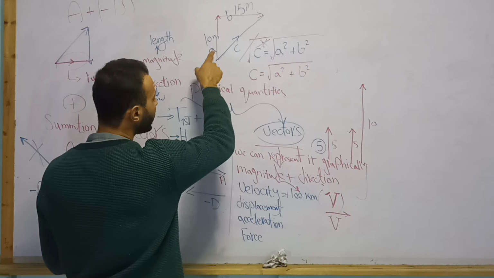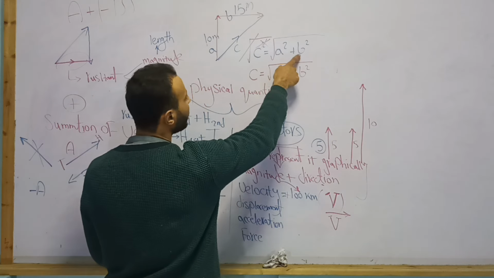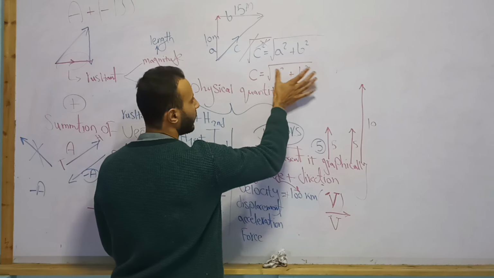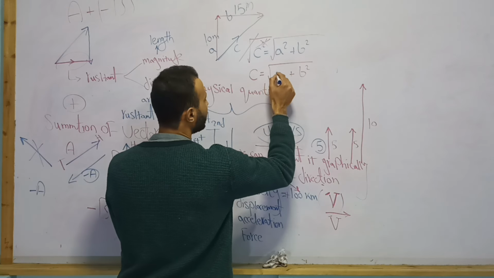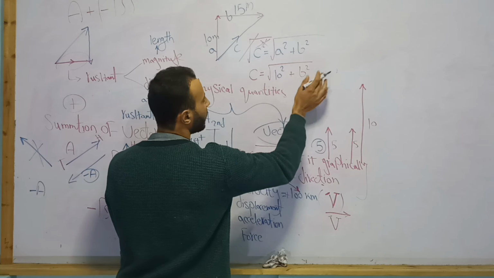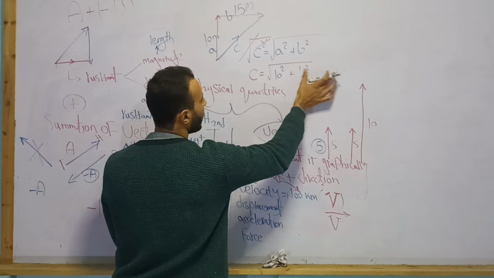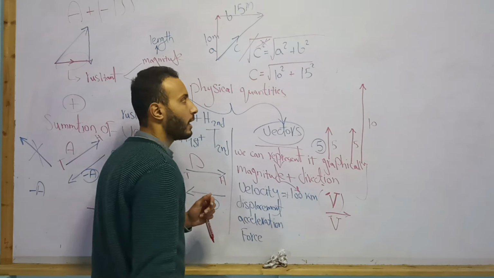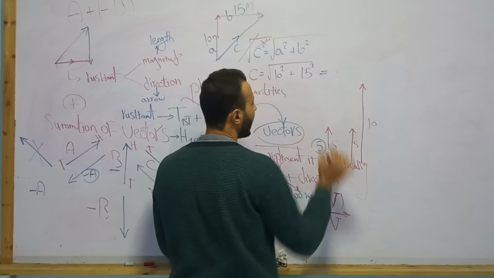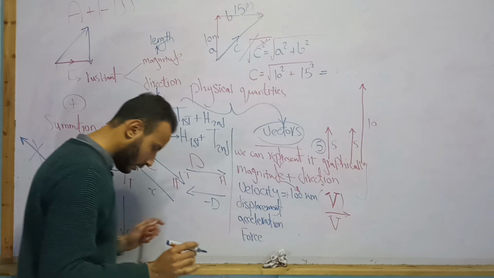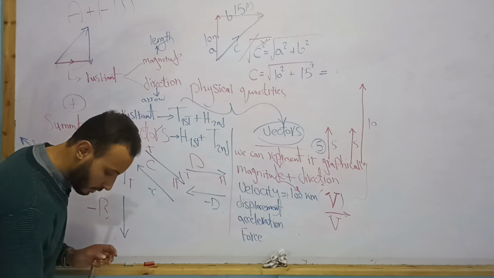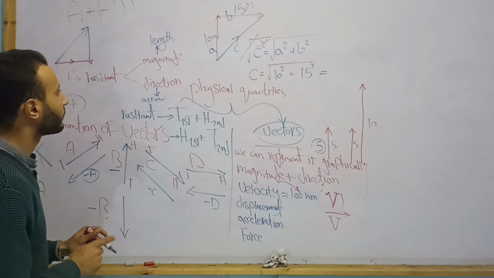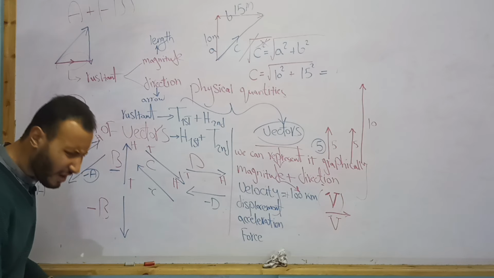So A is equal to 10 and B is equal to 15. So I'm going to erase this one and write 10 square, and erase this one and write 15 square. And then you can find the answer with your calculator. Okay, easy? Inshallah, easy. Okay, so I'll show another one.